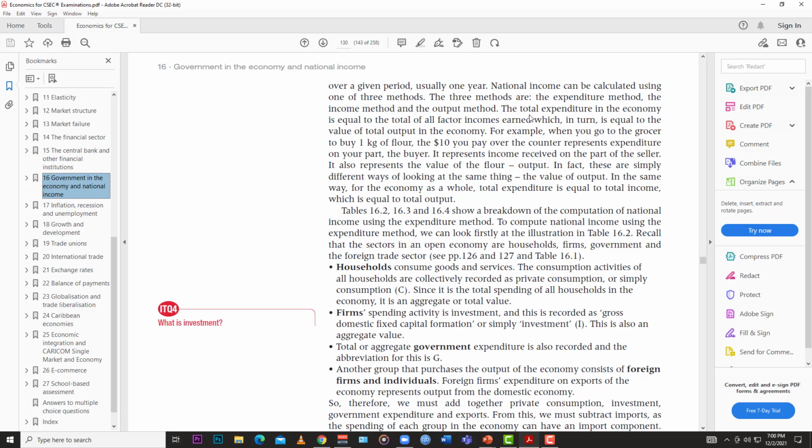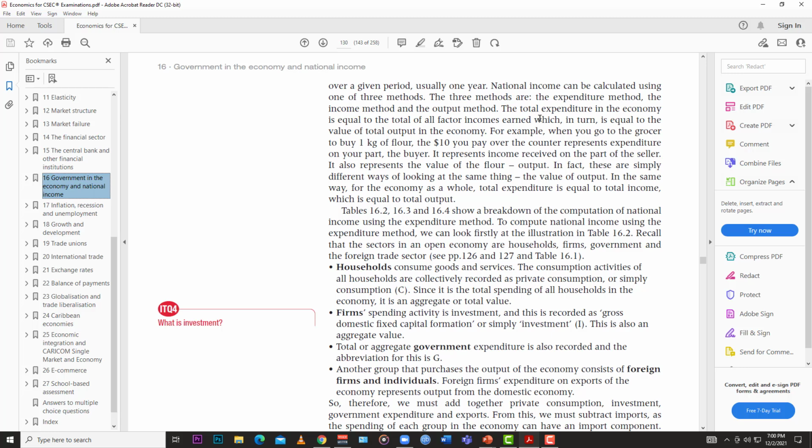And let's say you want to buy, I think the book has a nice example right here. So the book says, the three methods, expenditure method, the income method, and the output method. The total expenditure in the economy is equal to the total of all factor incomes earned, which in turn is equal to the value of total output in the economy. And the example is here. For example, when you go to a shop to buy a kilogram of flour, you pay $10 over to the counter.